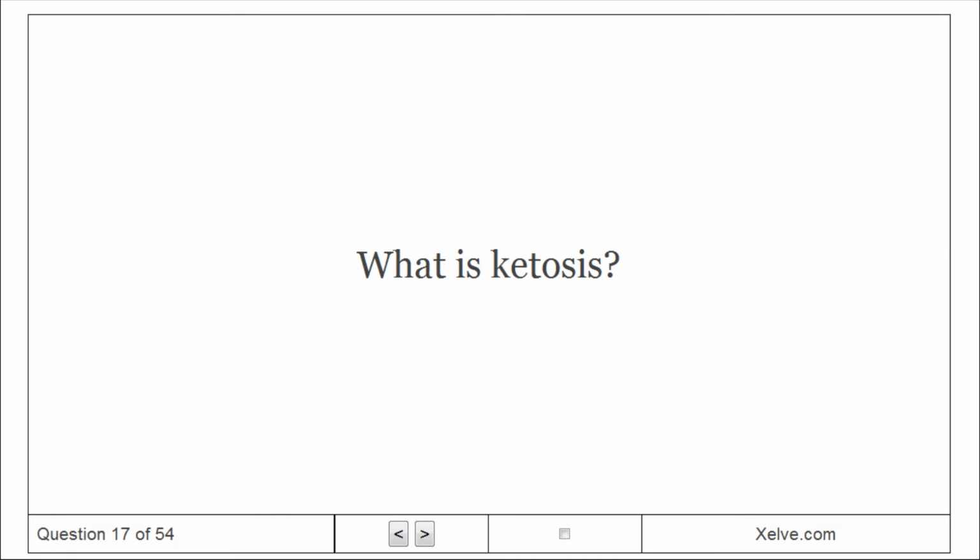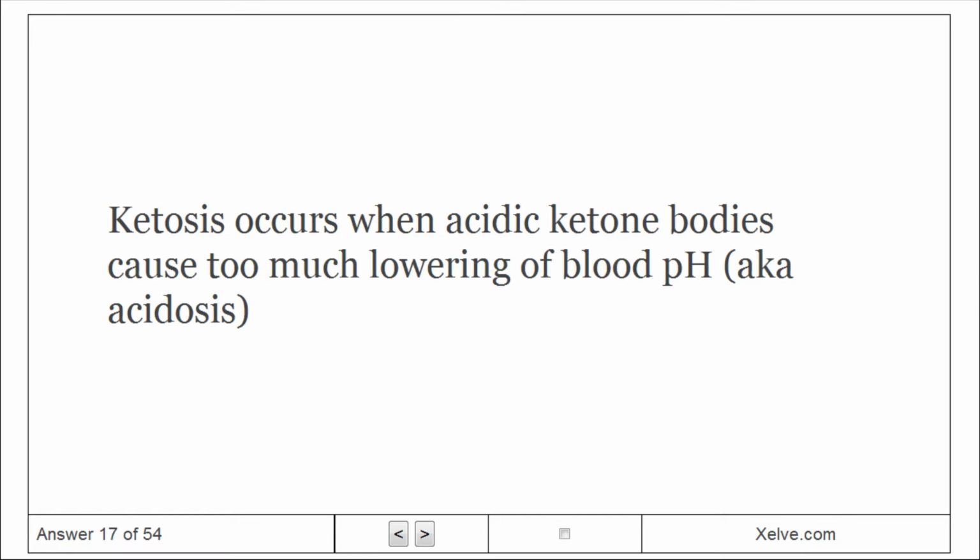What is ketosis? Ketosis occurs when acidic ketone bodies cause too much lowering of blood pH.